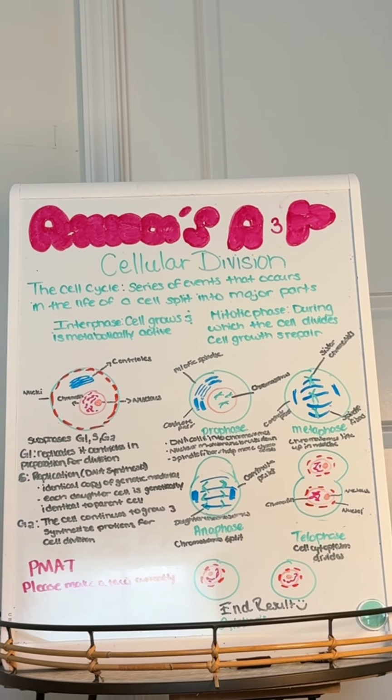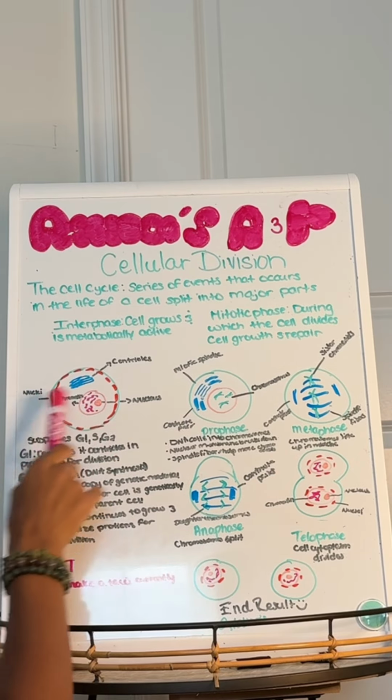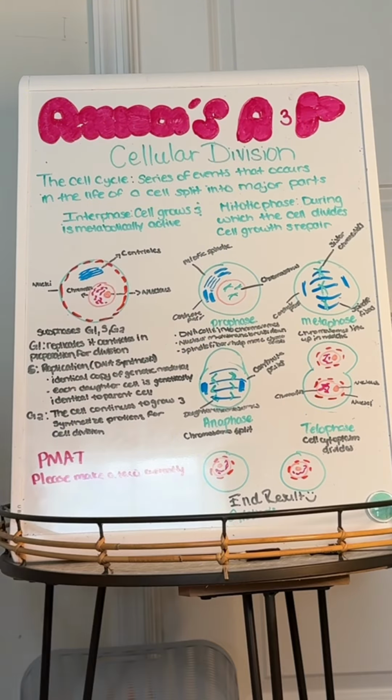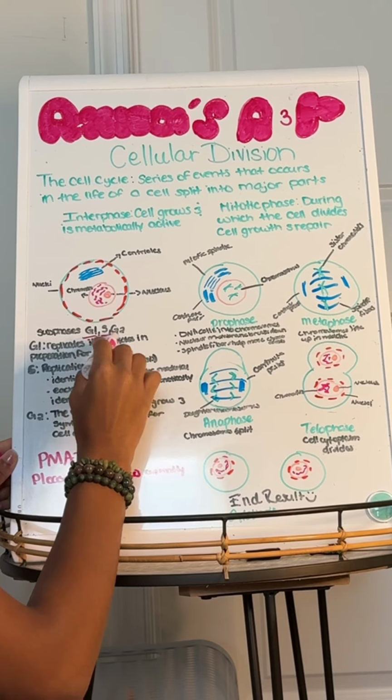So here we have the first phase. This is interphase. This is its own phase separate from the mitotic phase. So this is the cell. We have the nucleus, chromatin, the nuclei, and the centrioles. It's separated into three subphases, G1, S, and G2.